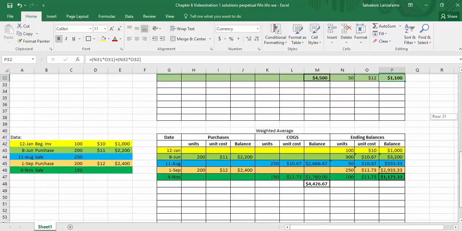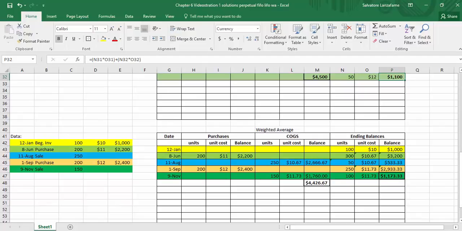In the next demonstration that I do, I will be doing FIFO, LIFO, and weighted average in what is called the periodic method.